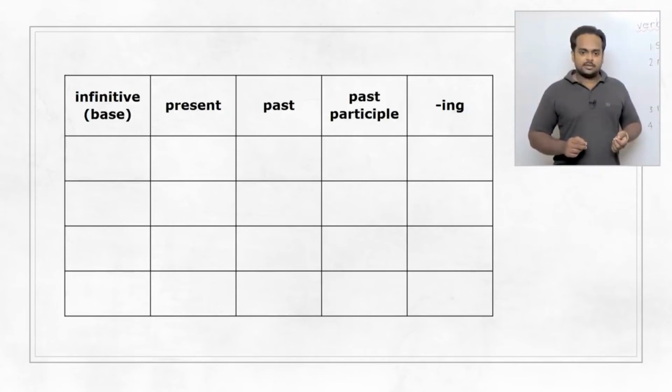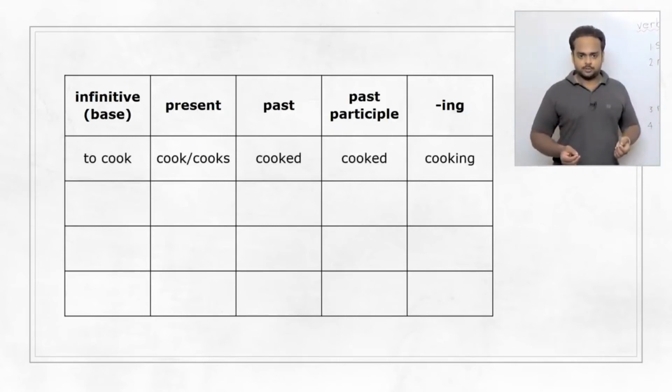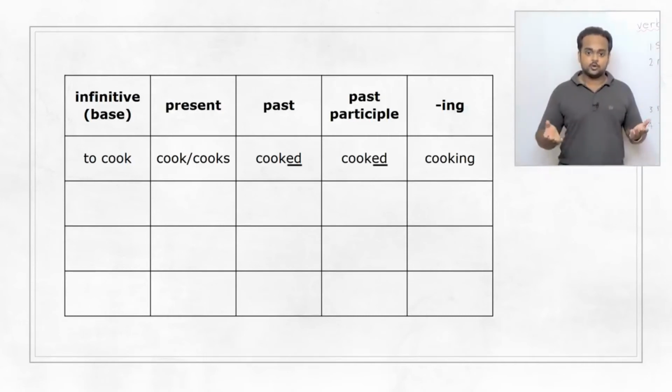Let's take the example of a regular verb, to cook. Its present tense forms are cook and cooks. That's because we say I, you, we, they cook, but he, she, or it cooks. The past tense form is cooked, the past participle form is also cooked, and the ing form is cooking. We say that this is a regular verb because both the past tense form and the past participle forms are just ed endings, cooked.